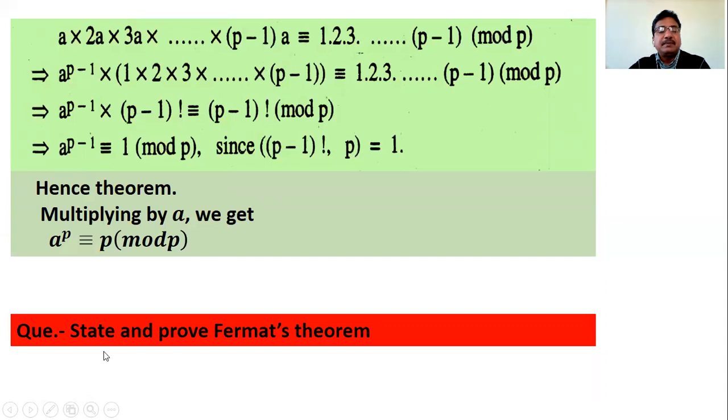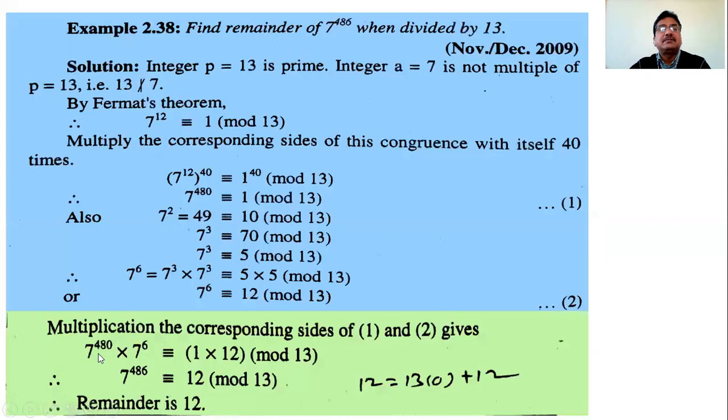So the question on Fermat's theorem is what? State and prove Fermat's theorem. Now examples on Fermat's theorem. The first example is: find the remainder of 7 raised to 486 when divided by 13.